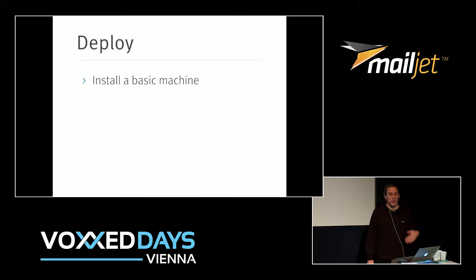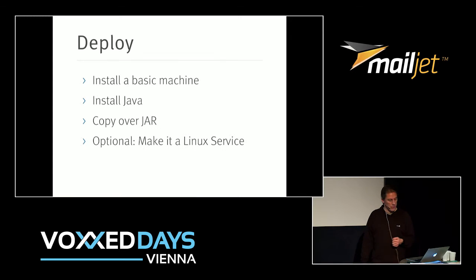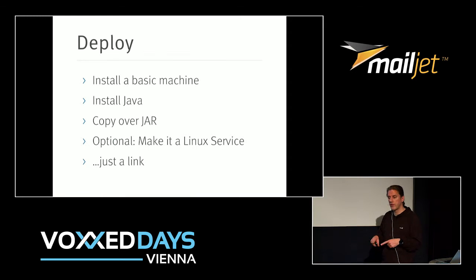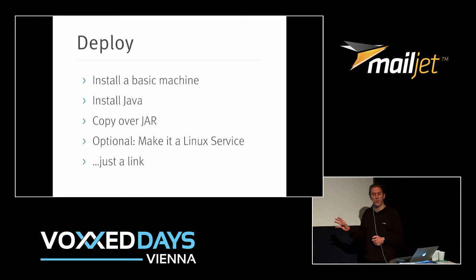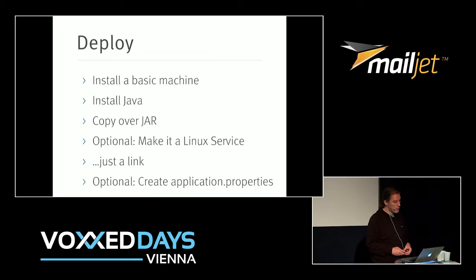So all you need to do is you need to install a basic machine, you need to install Java, you need to copy over the jar file. You can actually also make it a Linux service, which is quite nice, by just setting a link. So if you set a link in this rc.d directory, then this application will become a Linux service, which is nice because you can manage it with Linux service tools, and it's also automatically started if you start the VM. And you can create an application.properties that does some special things.